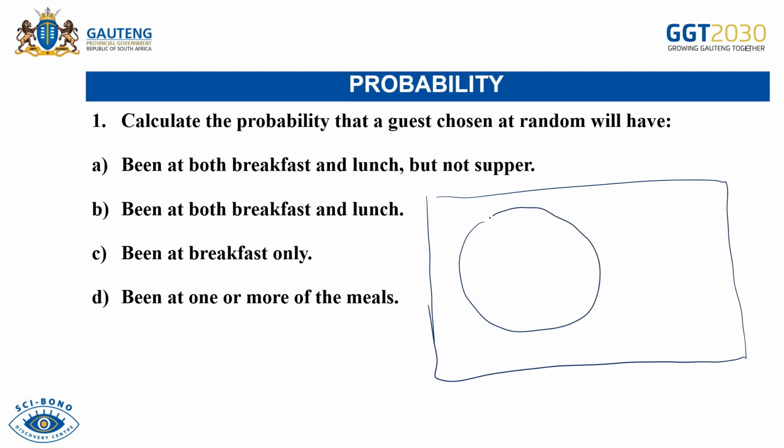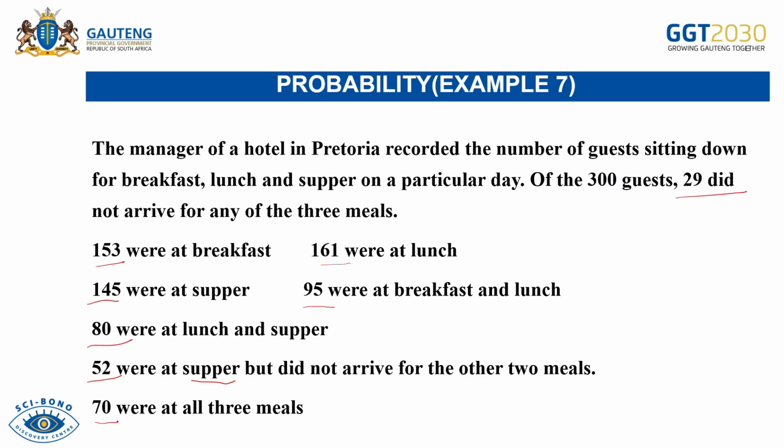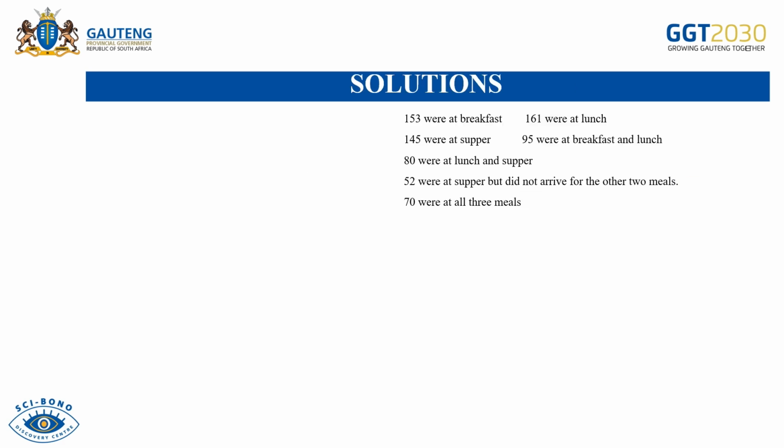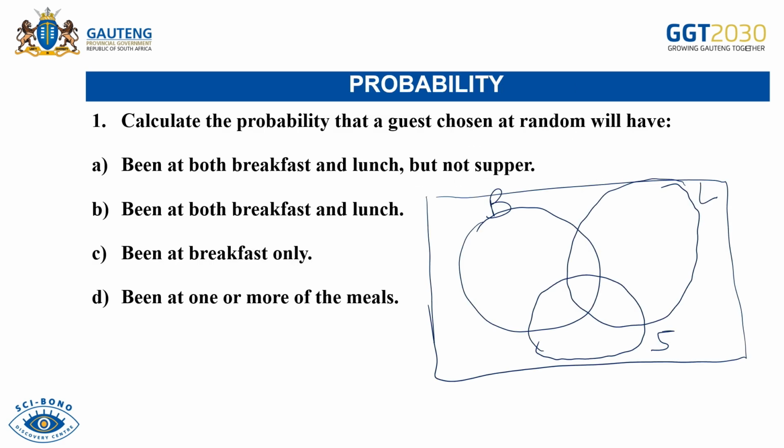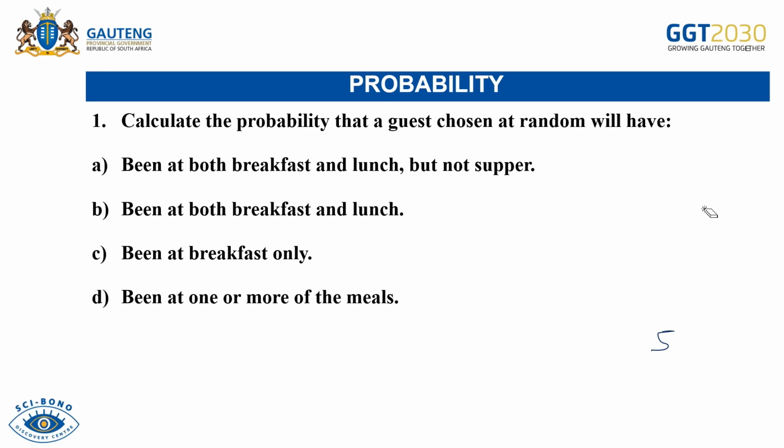So you've got the guests that had the breakfast, and then you have the ones that had lunch, and then you had the ones that had the supper. So they said 70 were at all 3 meals. Let me check something, sorry guys. Let me write my solutions here. The space is a little bit tiny, so let's move to the bigger space.